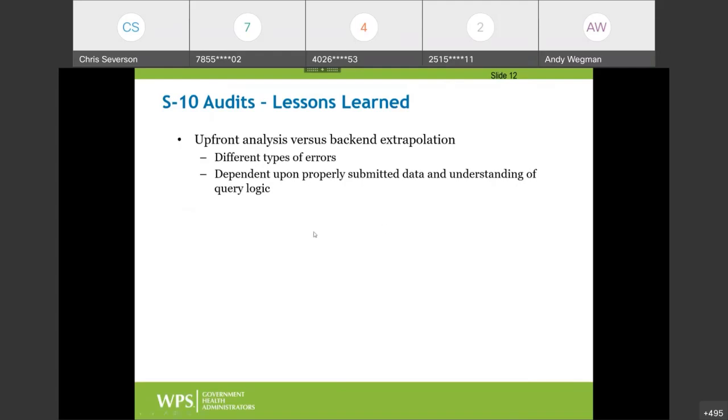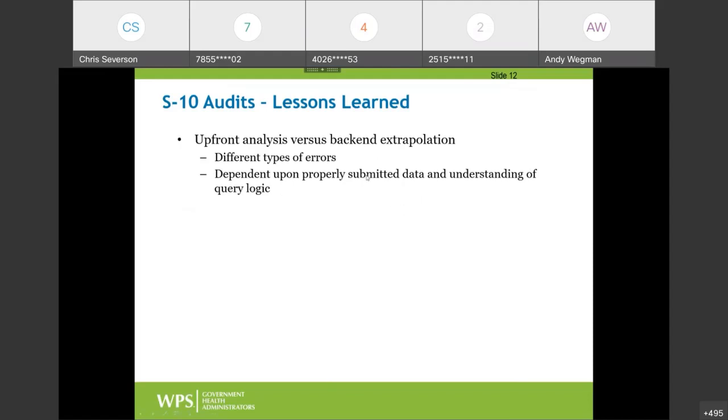But the big thing here is that this is dependent upon really two different things. First of all, both the provider understanding of what the requirements are and the auditor understanding of what that listing was, how the provider gathered the data. That's where that whole query logic comes into play.